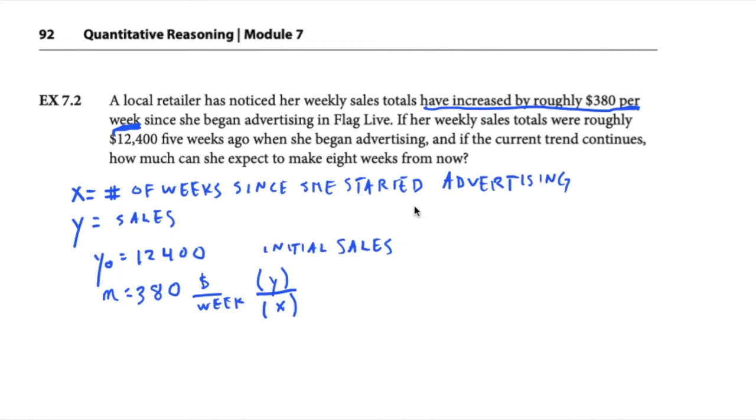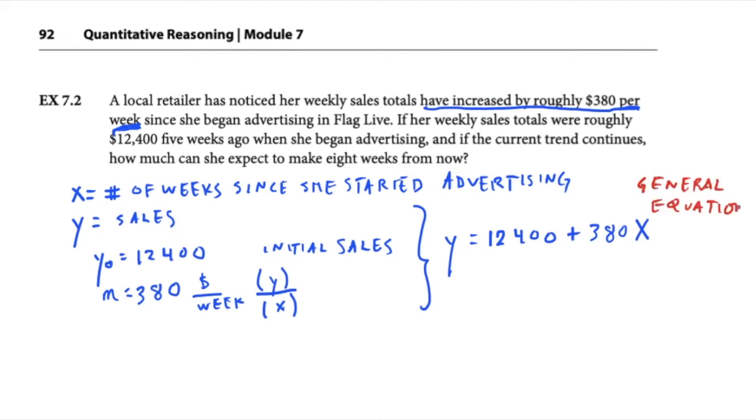So then combining all this information, I could write out an equation here that says she's going to start at $12,400 for sales, and then her sales will increase 380 for every week since she started advertising. Later we'll refer to this as a general equation.